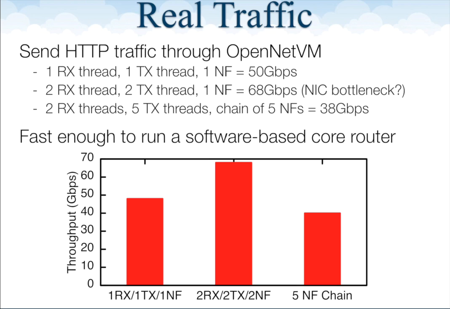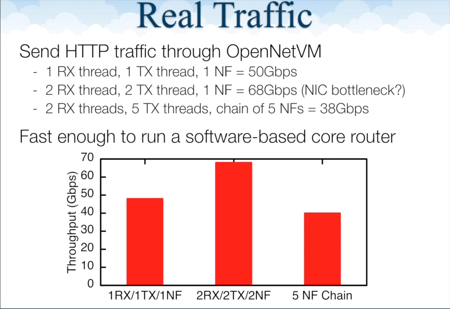So if we add a second RX thread or a second TX thread, we can boost the performance up to about 68 gigabits per second. At that point, I think it's actually our network card which is the bottleneck. We haven't really been able to get the full rate out of the network cards. But that's quite a large amount of traffic that we're processing.